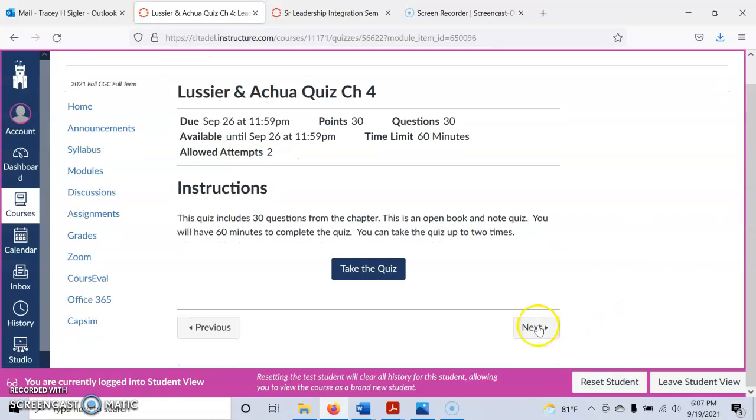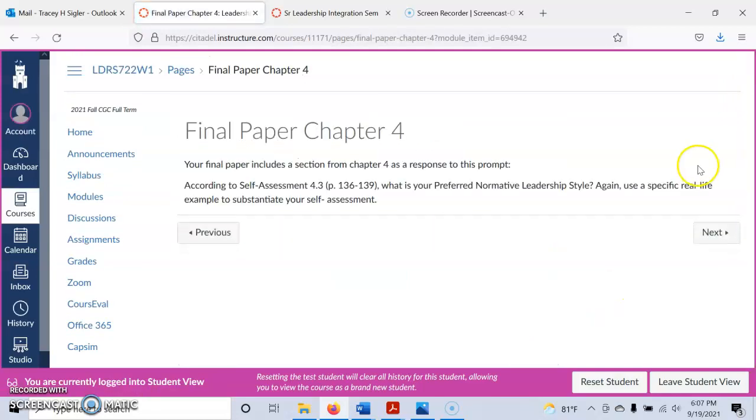Also, you want to take the quiz, and then I added, like in the earlier modules, the final paper again requires you to respond to a section from each of the chapters. So I'm adding those in to each module so that you can write the final paper as you move through the different sections.